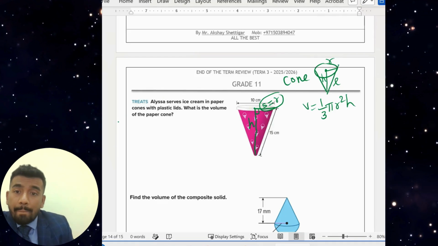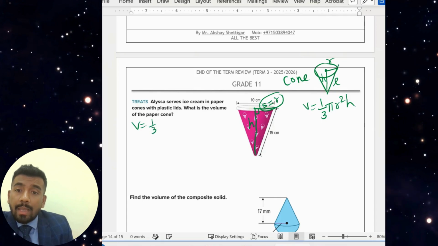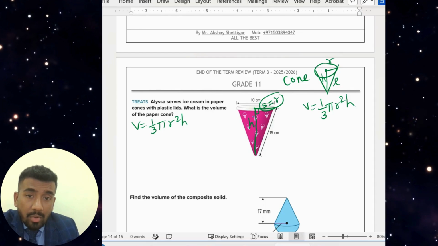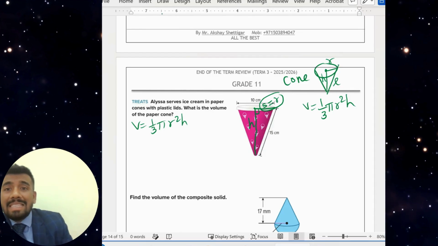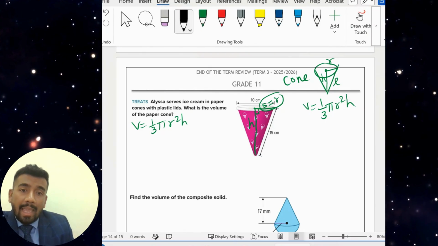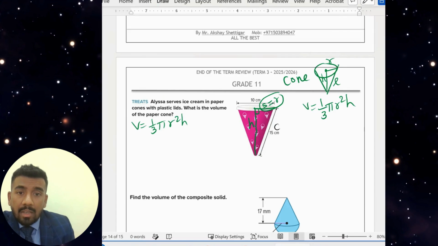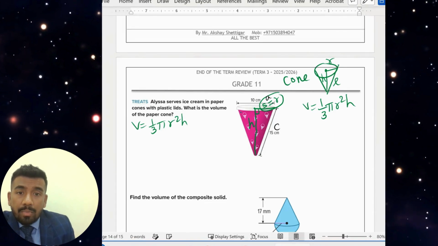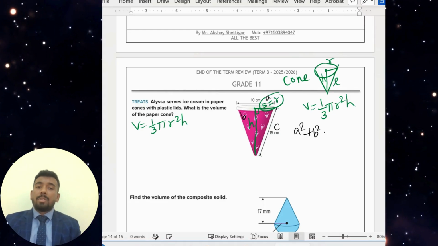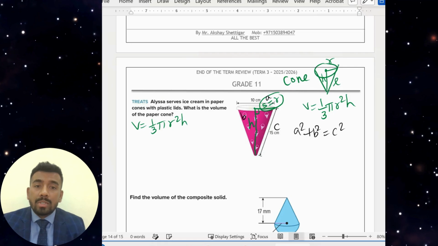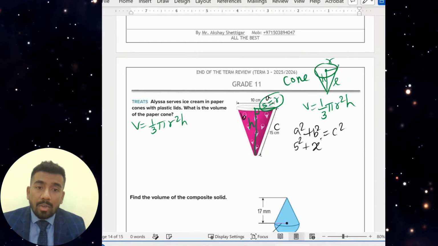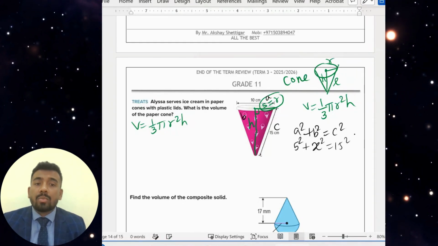Same formula. What is it? 1 over 3 pi r square h. So you know the r, but you don't know the h. How will you find this h? Easy. Whenever you have 90, what you should do? Remember A, B, C. So this is your C, that's your A, and that's your B. What's the rule you have? A square plus B square equal C square. What's A? 5 square. What's B? H square, that's your X square. And what's C? 15 square.